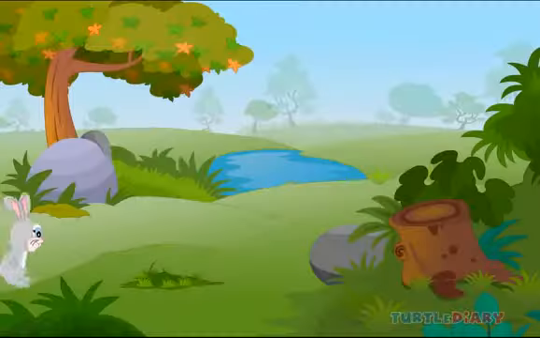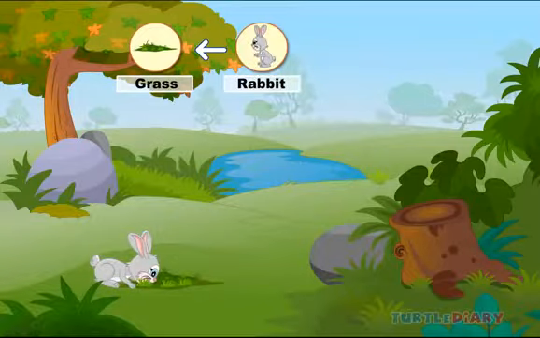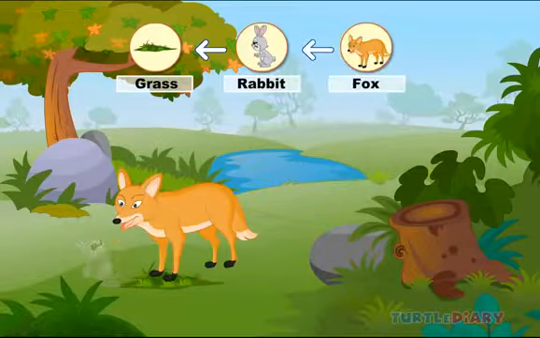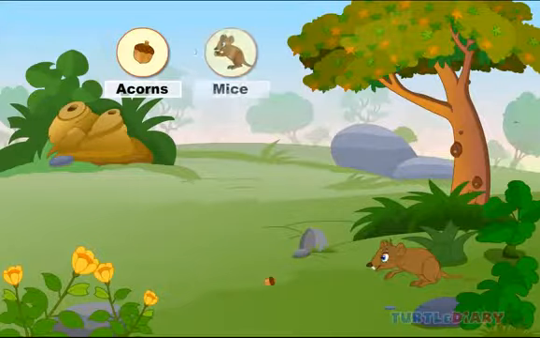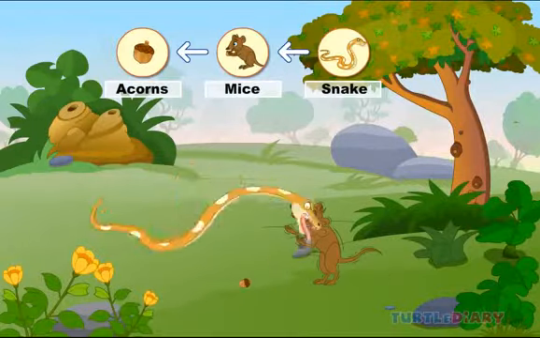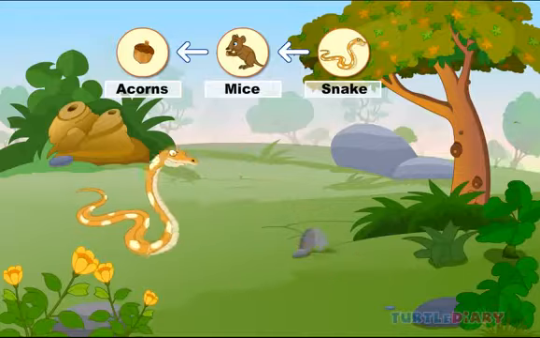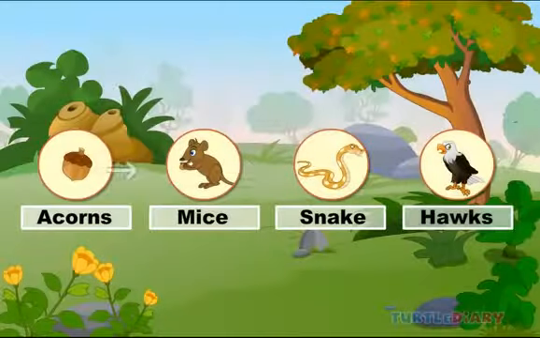A simple food chain starts with grass, which is eaten by rabbits. Then the rabbits are eaten by foxes. A big food chain starts with acorns, which are eaten by mice. The mice are eaten by snakes. And then finally, the snakes are eaten by hawks. At each link in the chain, energy is being transferred from one animal to another.